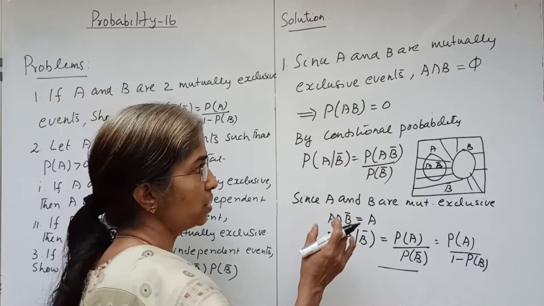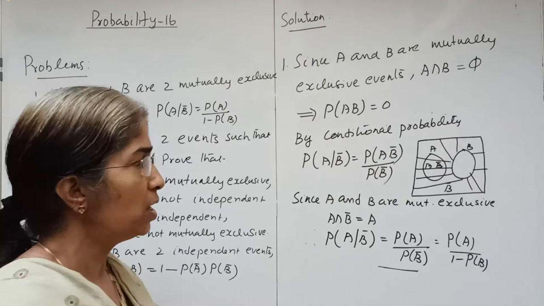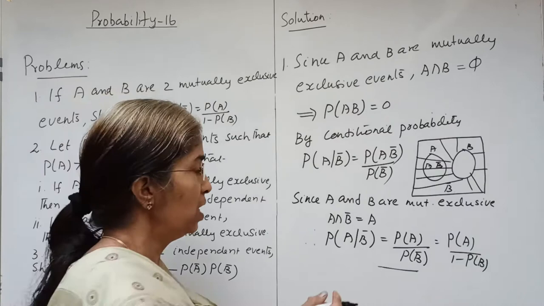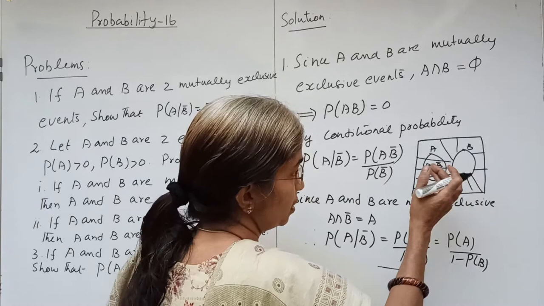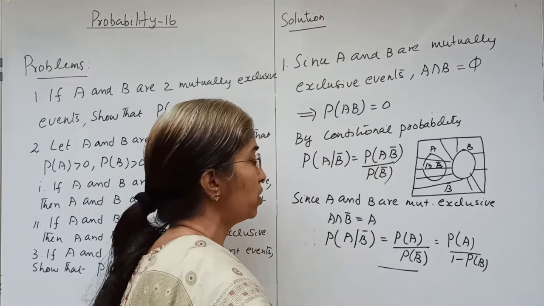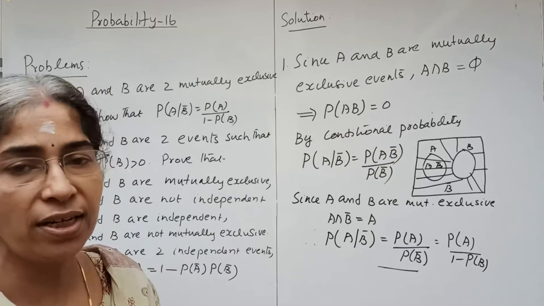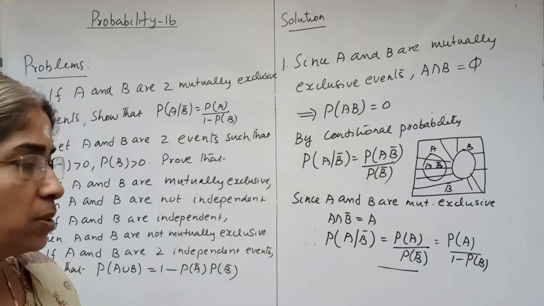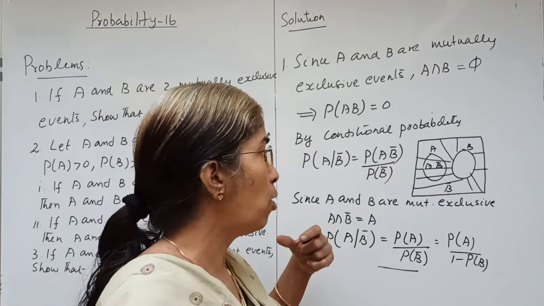Let me consider once again. By conditional probability, P of A given B bar equals P of A intersection B bar divided by P of B bar. Here A and B are mutually exclusive, so the picture is like this. A and B mutually exclusive means A intersection B equals phi. Therefore A intersection B bar becomes A itself. So P of A given B bar equals P of A divided by P of B bar, equal to P of A divided by 1 minus P of B. The answer is very simple; we only want to obtain the logic of the question. Now we consider the next one.